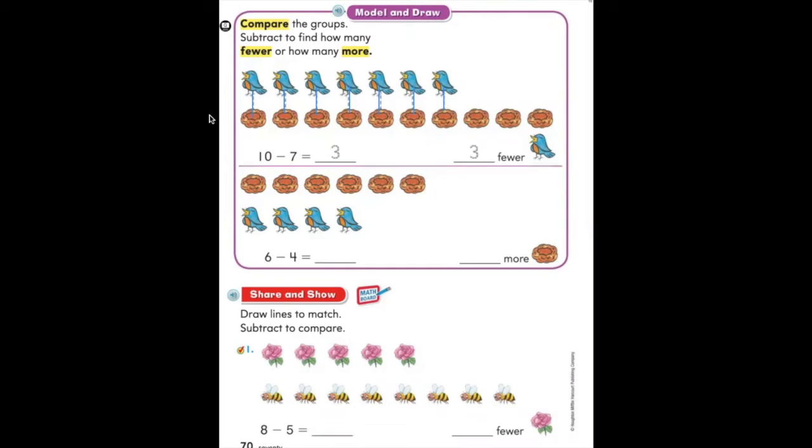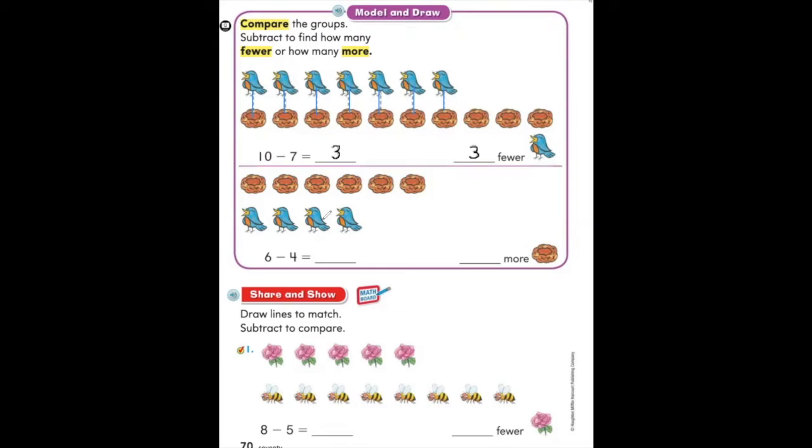The number of nests is 10, minus the number of birds, which is 7. How many birds still need a nest? 3. That means there are 3 fewer birds than nests.